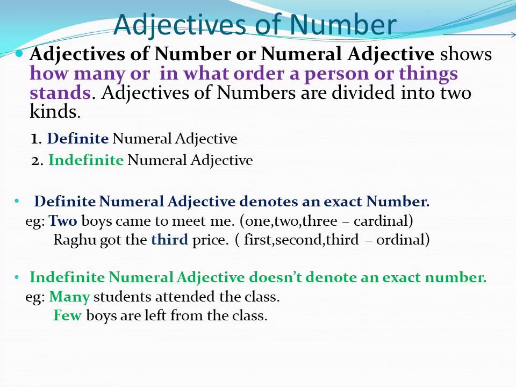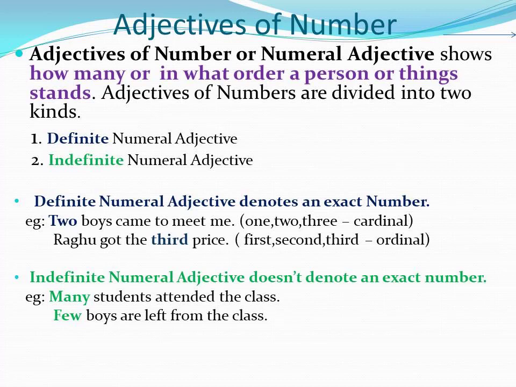Then, indefinite numeral adjective. Indefinite numeral adjective doesn't denote an exact number. For example, many students attended the class. Few boys are left from the class. In the first sentence, many is indefinite numeral adjective. In the second sentence, few is indefinite numeral adjective. In both sentences, we don't have any exact number. That is why it's called indefinite numeral adjective.